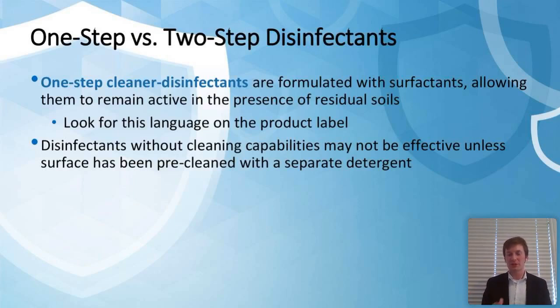So whenever you're looking for a disinfectant, it's important to look at the language on the label to see if it's talking about being a one-step cleaner disinfectant. This is very important, because if it's not a one-step product, it may not be effective unless you're using a separate detergent product to pre-clean the surface. So choosing a one-step product really helps condense protocols and makes cleaning and disinfection that much faster and more convenient.